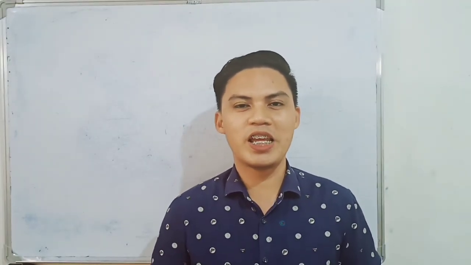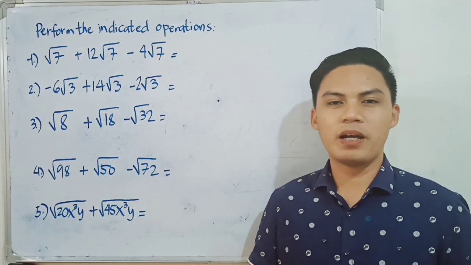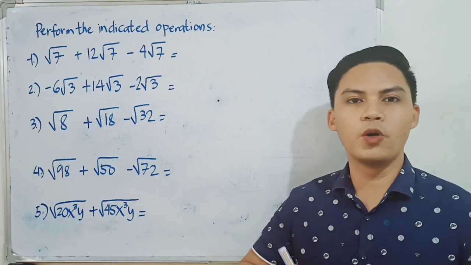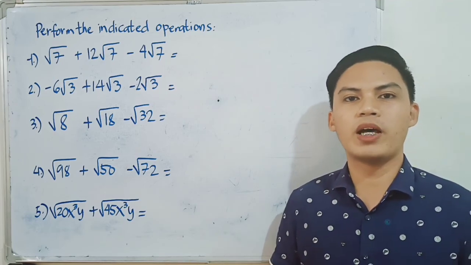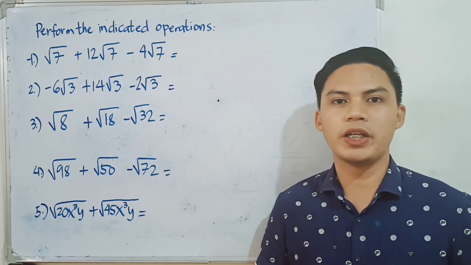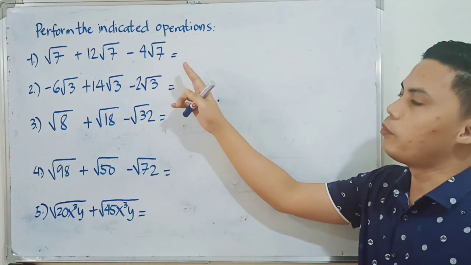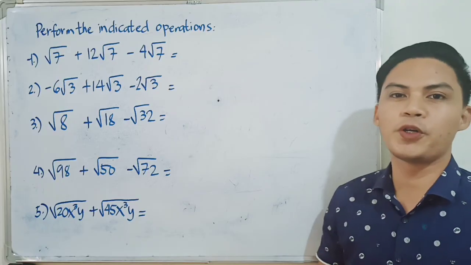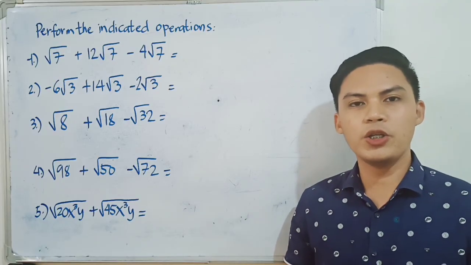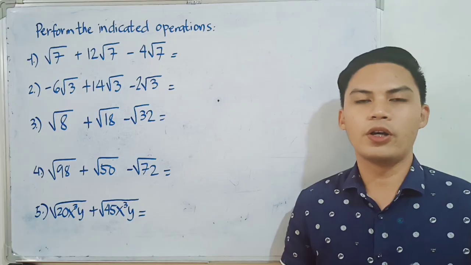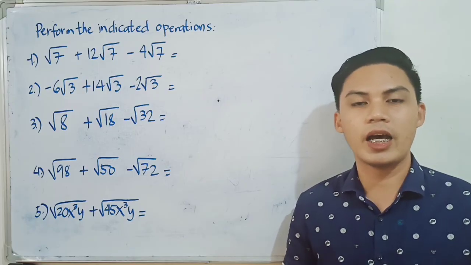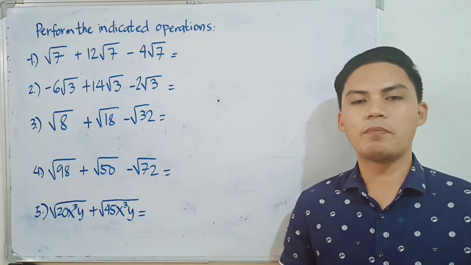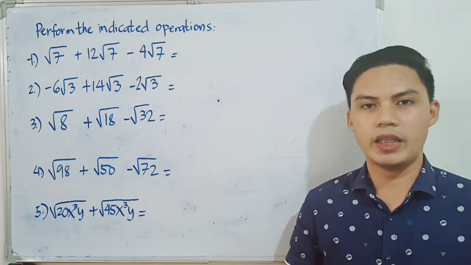Now, let's try adding and subtracting radicals. To understand better, I have here some examples. We're going to add or subtract the given radicals. Example number 1, we have the square root of 7 plus 12 square root of 7 minus 4 square root of 7. Again, our rule in adding and subtracting radicals is that they must have the same radicand and, at the same time, the same indices.